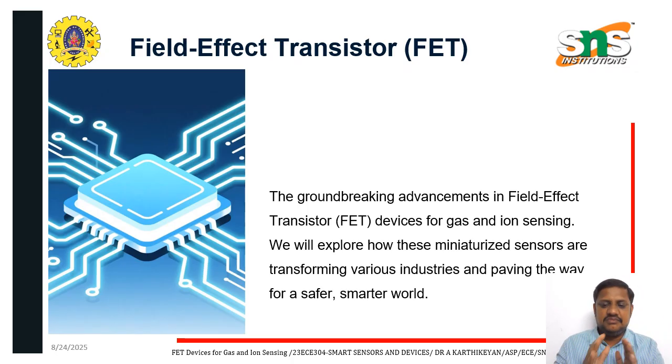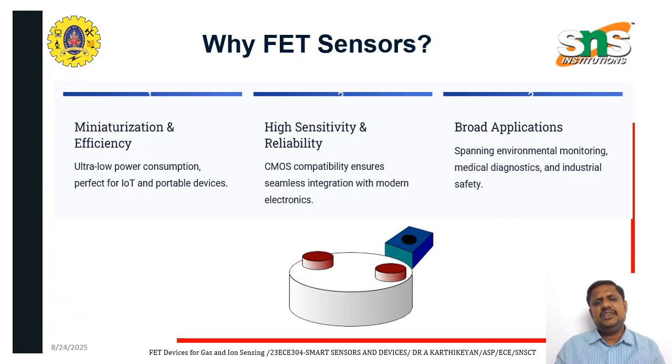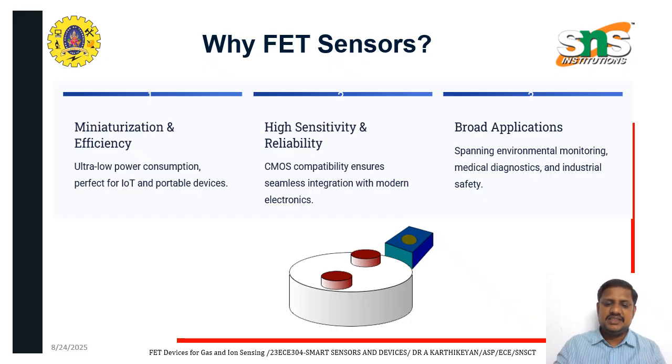We can use them in the main applications of various industries, making the world safer and smarter. That's why we are moving to the field effect transistor, FET. So next, why do we need the FET? Here we use the sensing material rotationally. Based on the rotation, we can detect, and we can calculate how much time it takes to rotate.